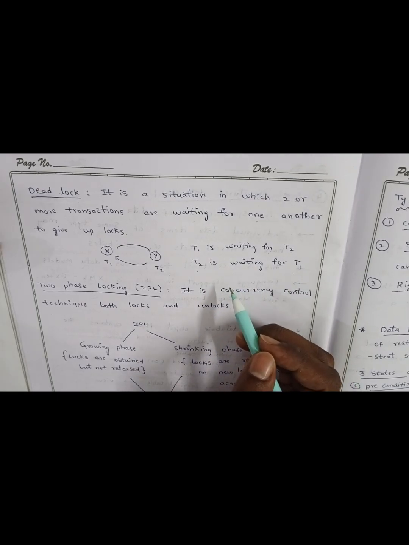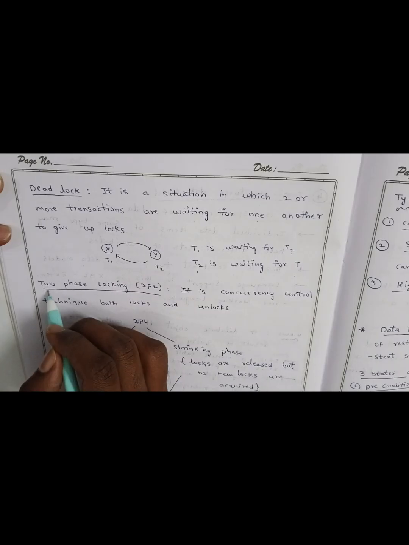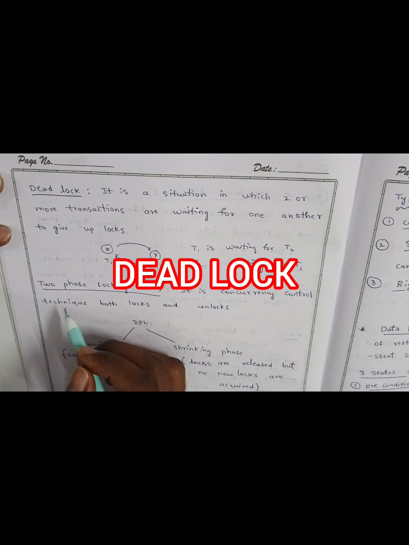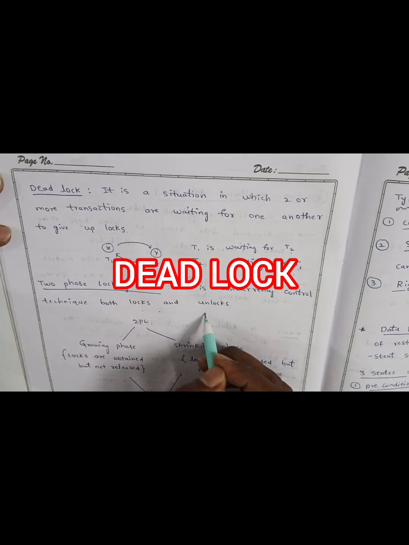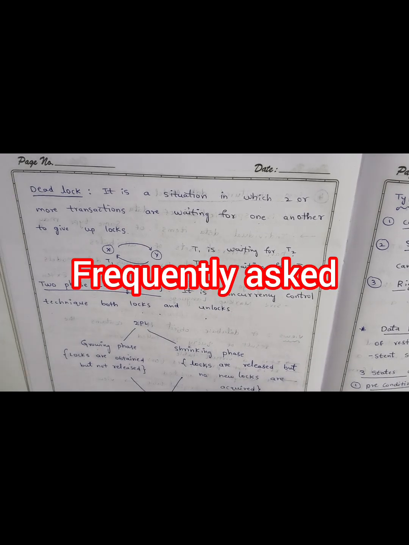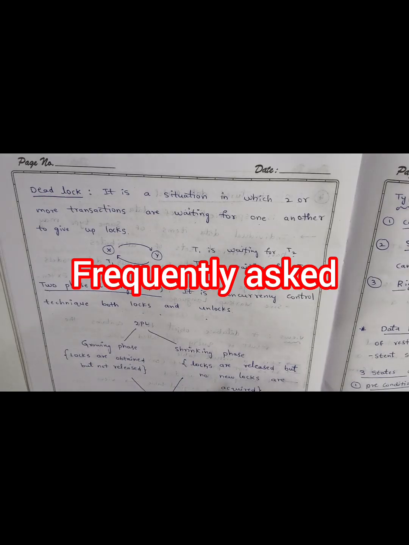Okay. Another very important topic is two-phase locking, 2PL. It is a concurrency control technique that both locks and unlocks. There are two phases: the growing phase and the shrinking phase. In the growing phase, locks are obtained but not released. Once obtained, they can't be released. In the shrinking phase, locks are released but no new locks are obtained. These are the two phases of 2PL.